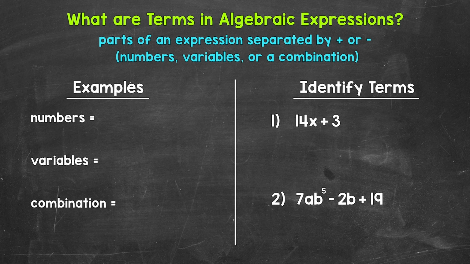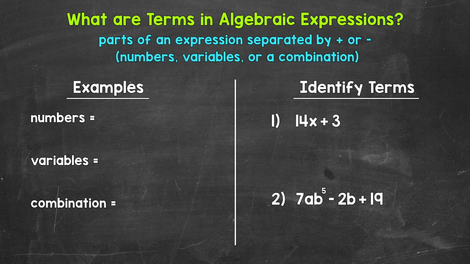Now simply put, terms are the parts that make up an expression. Terms can be numbers, variables, or a combination of both. Terms are separated by addition or subtraction signs. In order to better understand terms, let's start by looking at some examples.